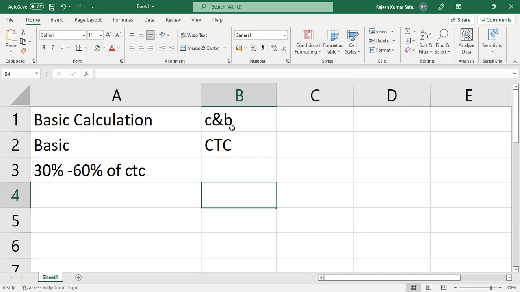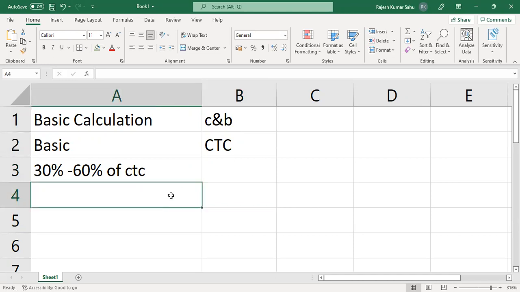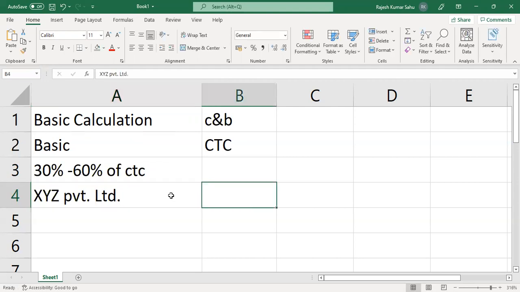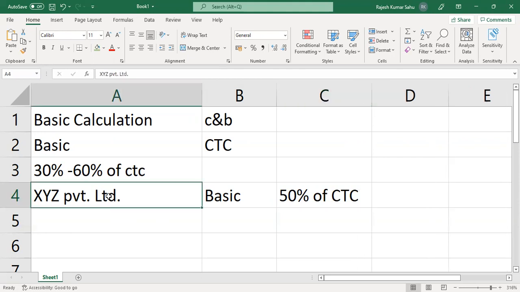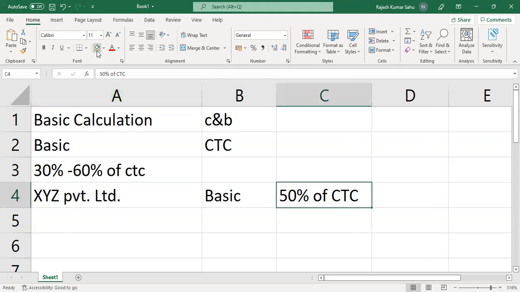So let's take an example. There is a company named XYZ Private Limited, and they have their own compensation and benefit policy, where they have mentioned that if any new joinee or employee is working with them, they will afford the basic salary, and the percentage will be 50% of CTC amount. So as per the compensation and benefit policy of this particular XYZ company, here we have marked it's 50% of CTC.